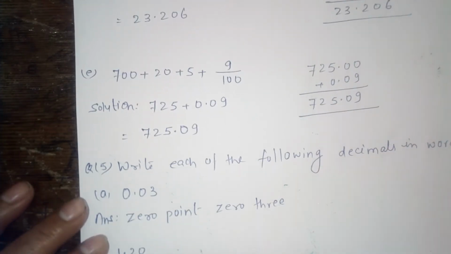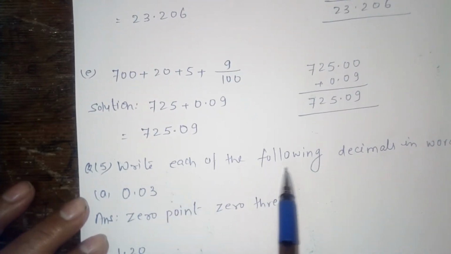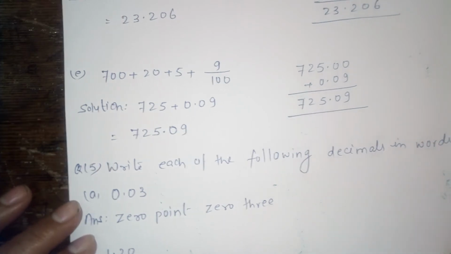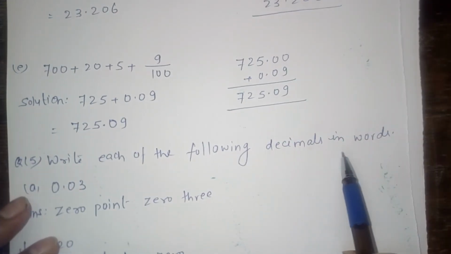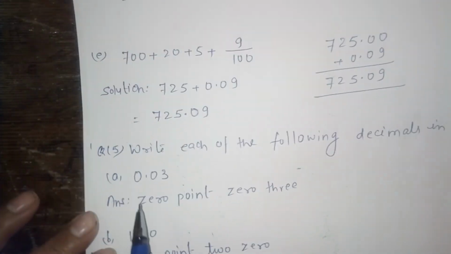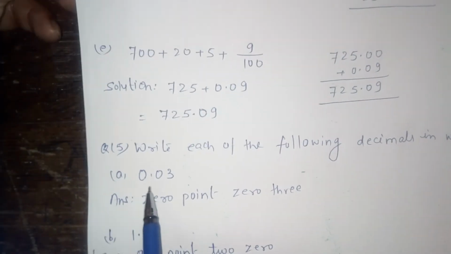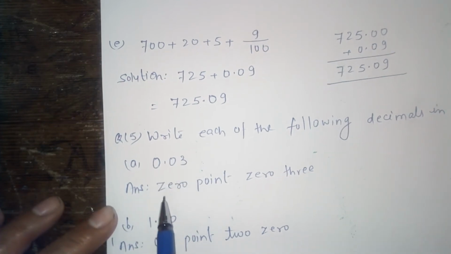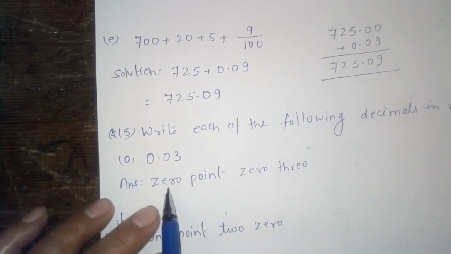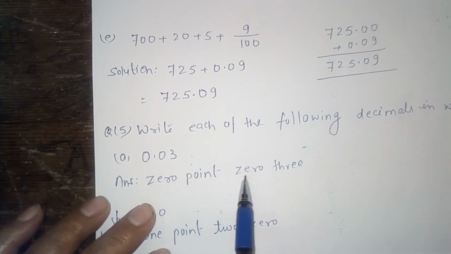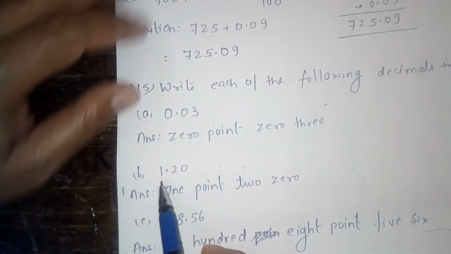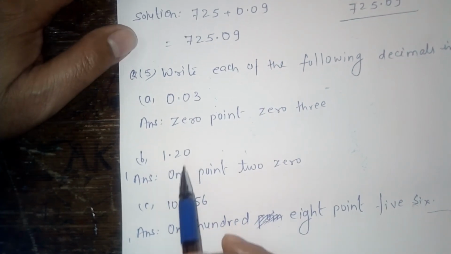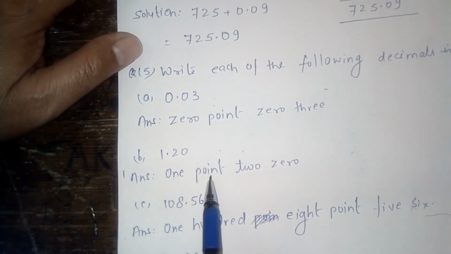Now question number 5 is: write each of the following decimals in words. How? Look here. The question is in numerical form, and the numerical form is converted to mathematical statement form. How? Look here. 0.03, we can write here 0.03. Question number B, 1.20. So we can write here 1.20.